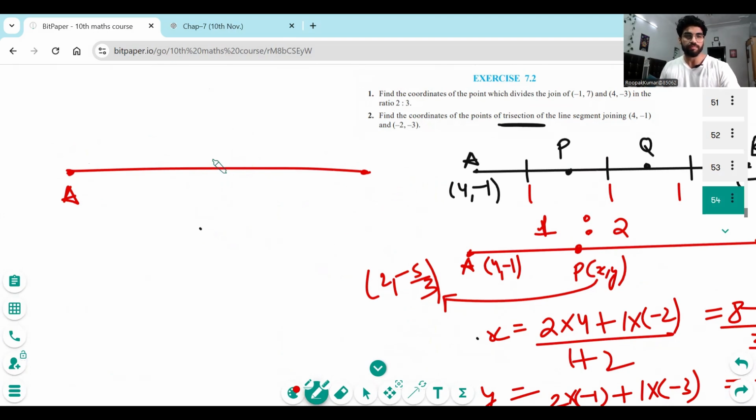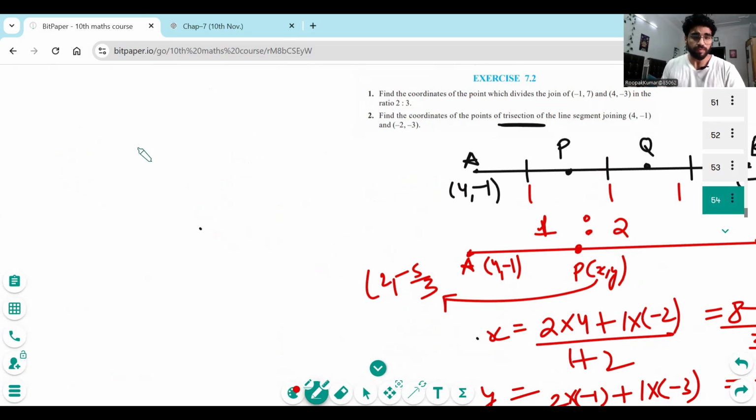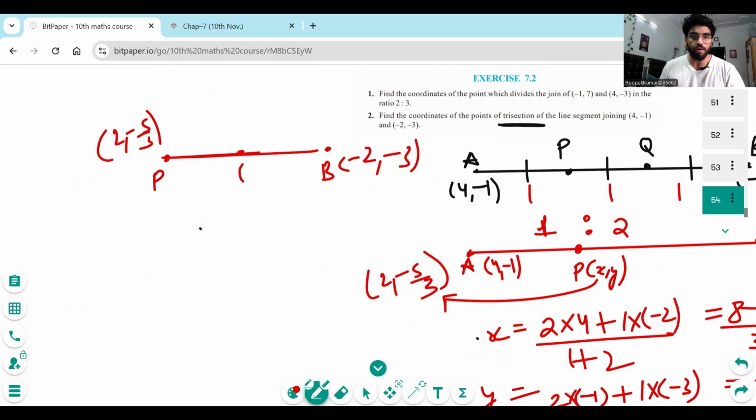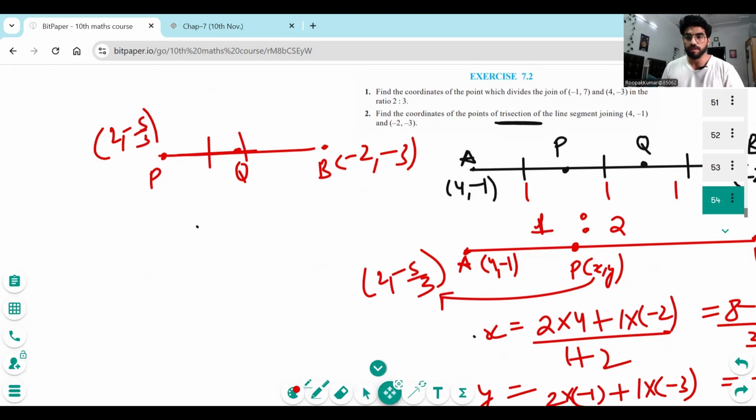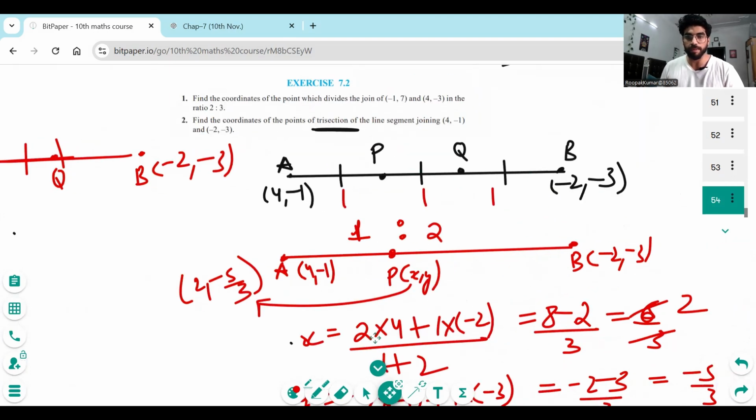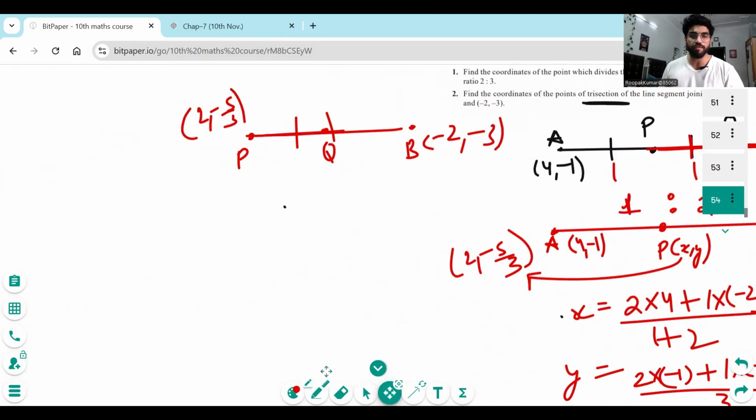What is that way? That you know the P part. What is P? P is now 2 comma minus 5 by 3. And you also know the B part. What is B? Minus 2 comma minus 3. Q is nothing but the midpoint of this. You'll observe very carefully, isn't it? See, Q is the midpoint of BP or PB, whatever you call it, because these are equal parts. So you can use the midpoint formula for that.